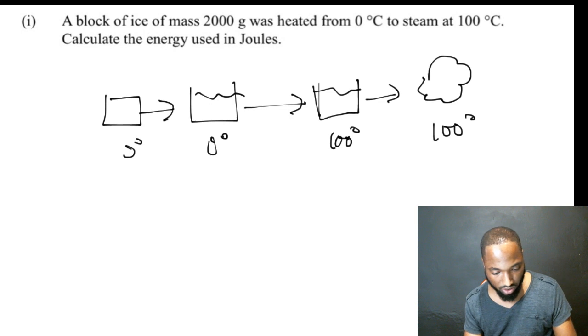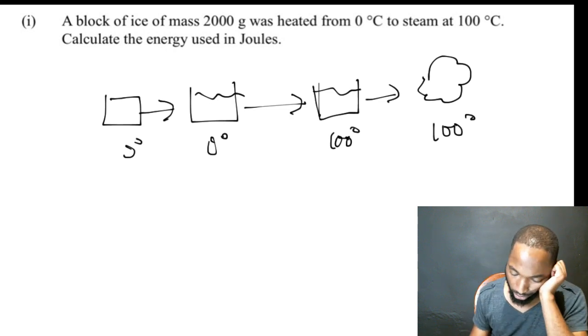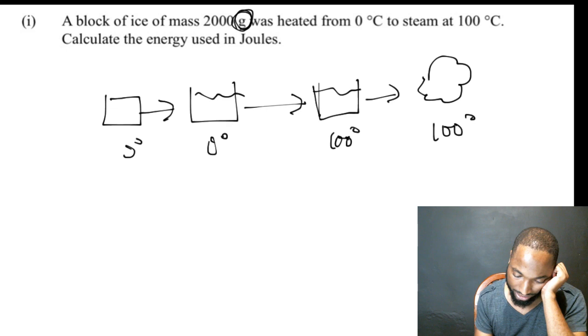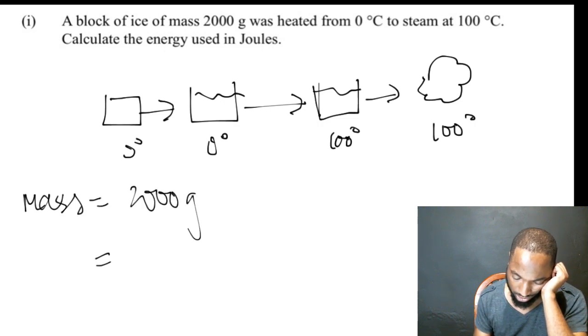Let's make sure all the units are on point. All the units are not on point, you know? Notice something here: kilograms, and what you see here? Grams. So let me change that one time now. So the mass equals 2000 grams. We don't want grams here. We want kilograms. 2 kilograms.